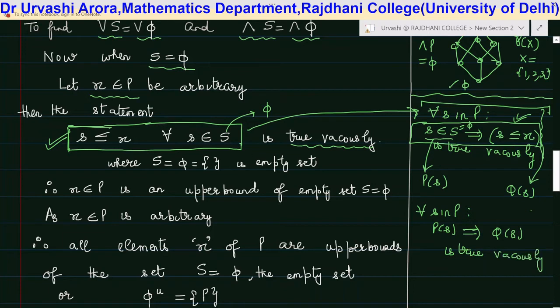So I have just written this particular statement in the box in the form of an implication, where P(s) stands for s belongs to capital S, where capital S is phi, and Q(s) stands for s less than or equal to x. So for all s in the PO set P, the underlying or universal set, s belonging to phi implies that s is less than or equal to x. I'm saying that this is true vacuously. Why is this true vacuously?